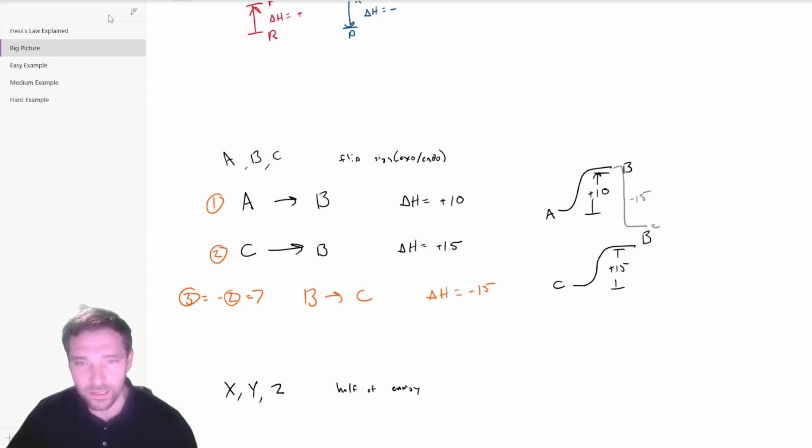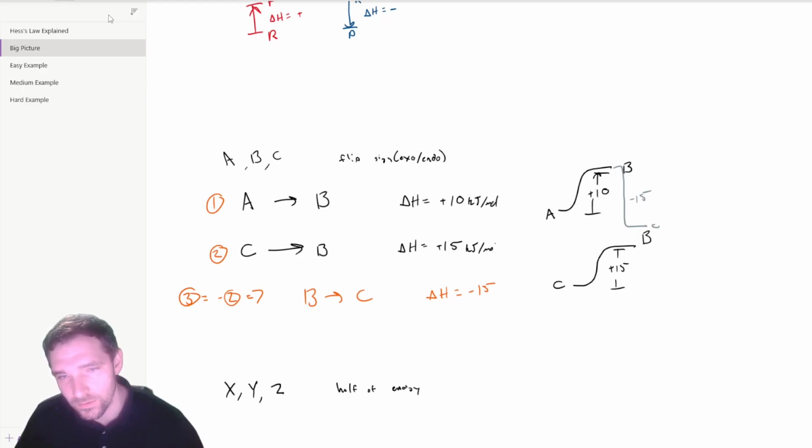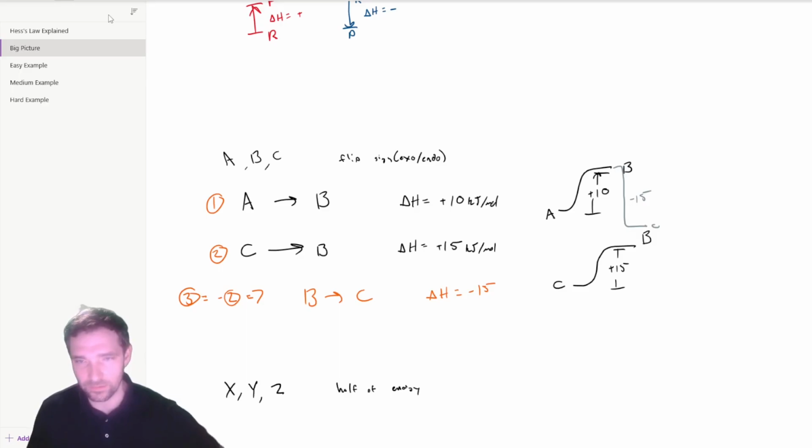Because if it was positive 15 to go up to B from C, going from B down to C should be a negative 15 in terms of that energy release. So you could say that this is a negative of that number, and I didn't have to change any of the moles because these are going to be in kilojoules per mole. So I'm saying 1 mole of A will react to form 1 mole of B, and that will release 10 kilojoules, or 1 mole of this reaction basically happening.